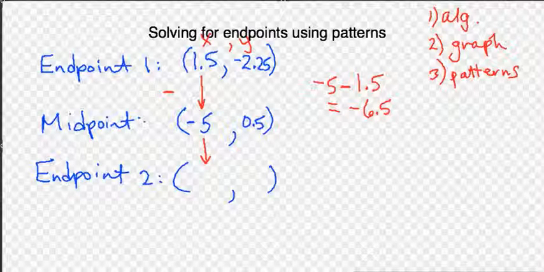Now make sure that whatever you get out makes sense. So to get from 1.5 to -5, you go down or left 6.5. So to get from -5 to the second endpoint, we need to make the same move. Go down 6.5. So we're going to do -5, go down 6.5 or left 6.5. What we end up with is -11.5.